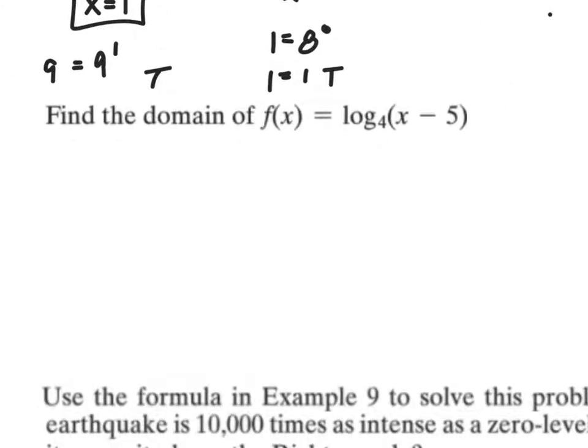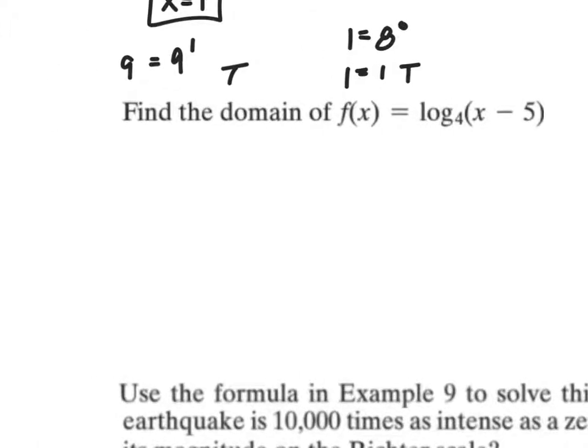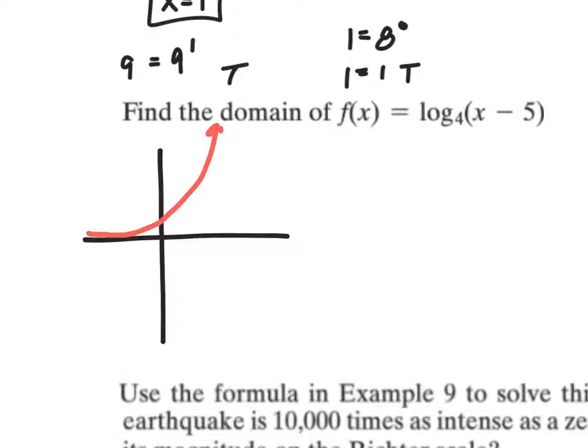Find the domain of f of x equals log base 4 of x minus 5. When we're finding the domain of a log function, what we have to remember is, let's just look at a generic graph of a log function. Remember, it's an inverse of an exponential function. An exponential function looks like this, and these are reflected over the line y equals x. So your log function looks like this.